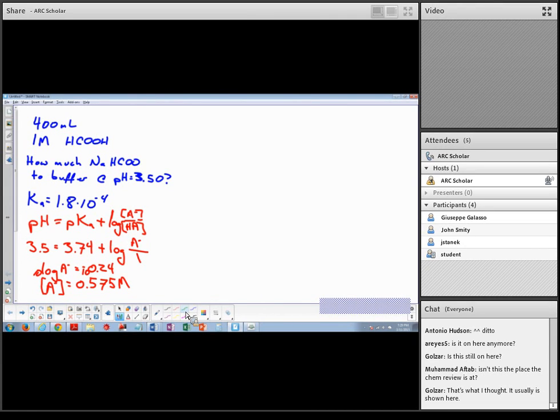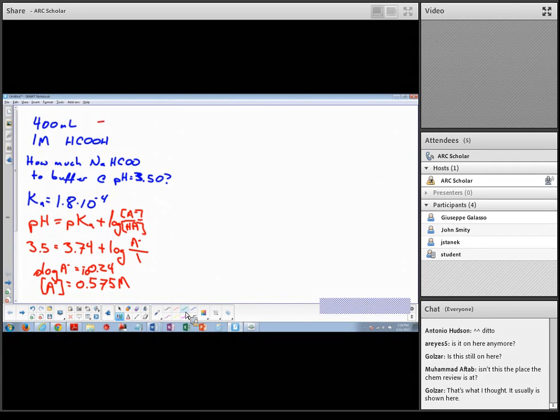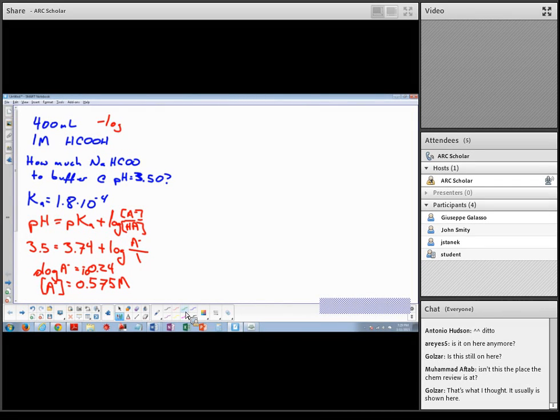Can you please explain one more time how you found out the pKa? pKa, that's just take the negative log of Ka. It's the same as pH, except with the concentration of H plus. Anytime you see P, just take the negative log of whatever that is. Okay. Thank you.